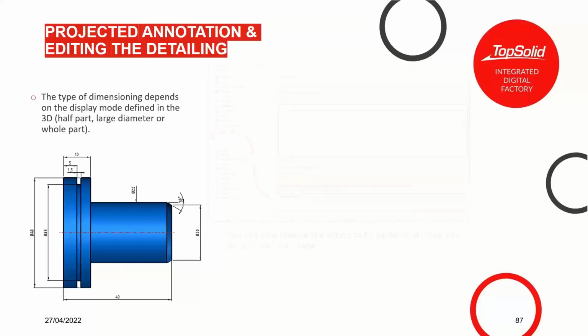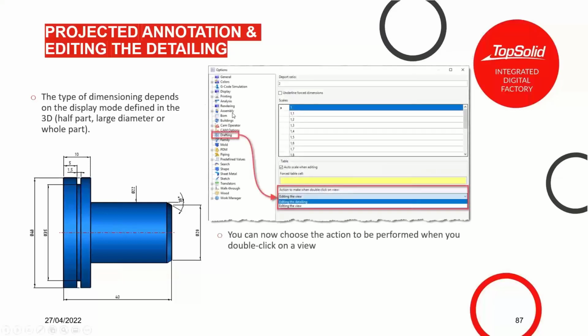As well, there's a new option in Tools Options: you go to Drafting, and down here you can decide what a double left click on a view will do. It's either going to edit the detailing or edit the view. Remember, editing the detailing would be if you were going to add additional geometries or points or whatever to Dimension 2. Editing the view takes you back into the projection settings of the view. So you have control over what the double left mouse button click will do. Keep going.